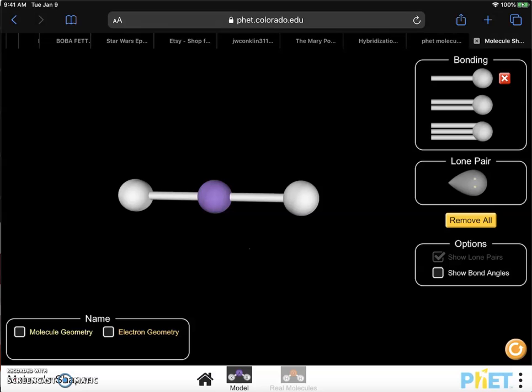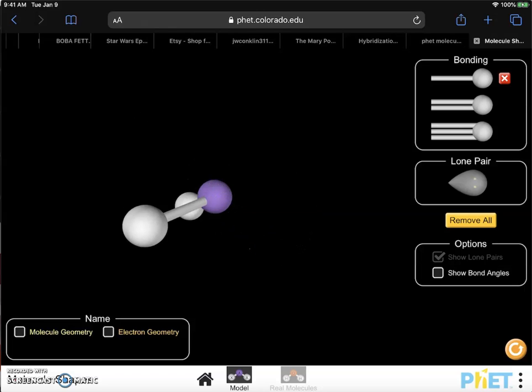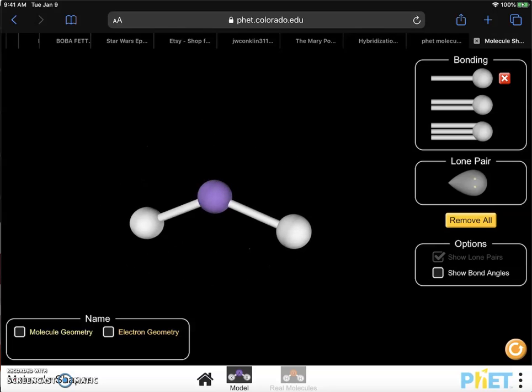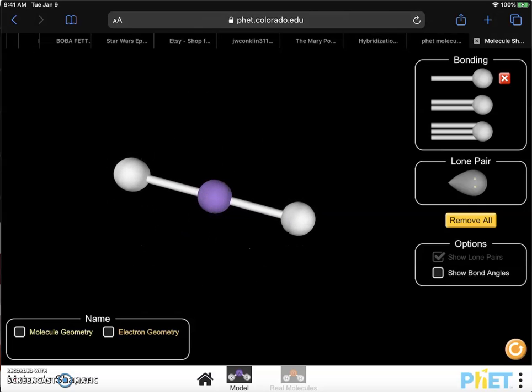If you take a look at this model right here, I have a purple central atom, and then bonded to the edges are two white atoms, also known as electron domains. We call those electron domains because they are involved in a bond. If I try to distort this model and move those electron domains too close to each other, you can see that the molecule immediately corrects itself because of the repulsive forces between those two electron domains. Remember, electrons are negatively charged, and when two like charges get near each other, they repel.